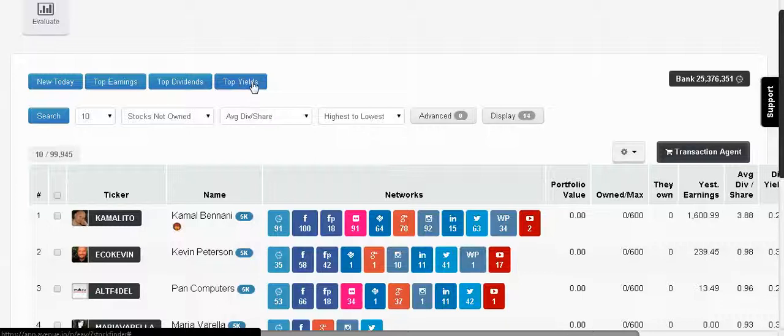Yield is basically just a function of dividend and price. So yield can be misleading. Low value newbies with a high dividend can be misleading, and it's definitely volatile. I definitely recommend searching by yield, but just putting in a couple of different caveats in the search. I don't recommend using top yield right here, right?